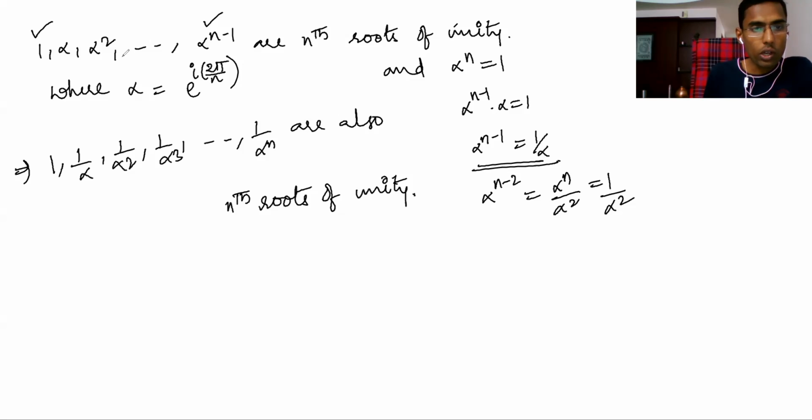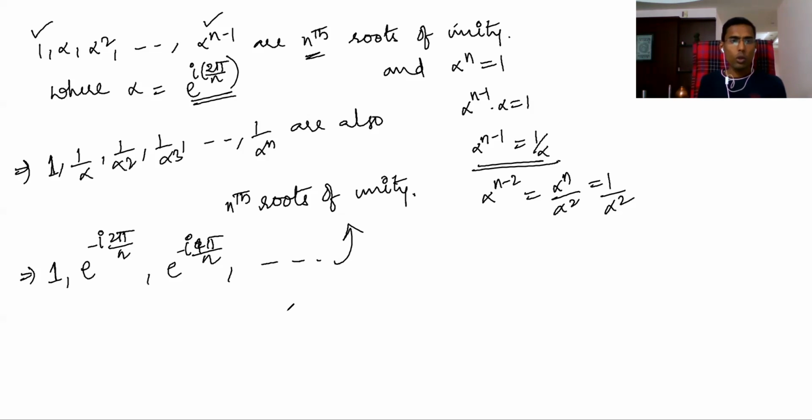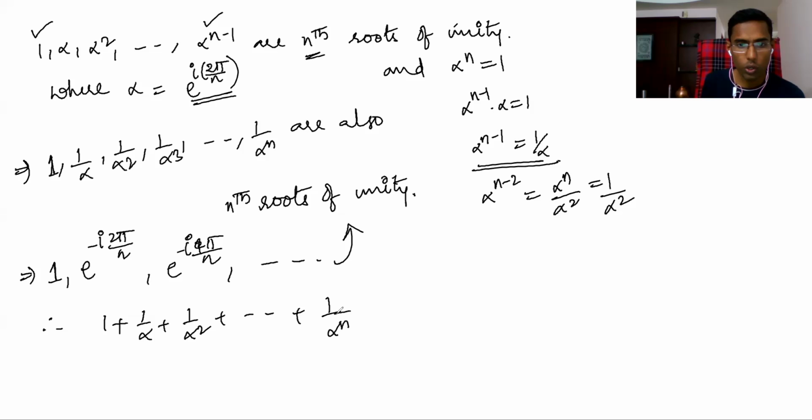If 1, alpha, alpha square, up to alpha power n minus 1 are nth roots of unity, then 1 by alpha, 1 by alpha square, what is this meaning? 1 by alpha is e to the power of minus i 2 pi by n, e to the power of minus i 4 pi by n, like this. So on are also nth roots of unity. This is same as this. Therefore, 1 plus 1 by alpha plus 1 by alpha square plus up to 1 by alpha power n minus 1 is also equal to 0, because these are also sum of nth roots of unity. That only I wrote like this.